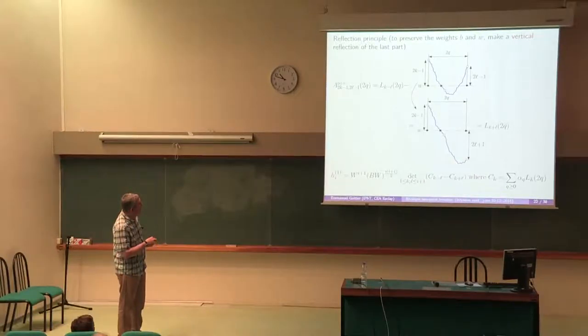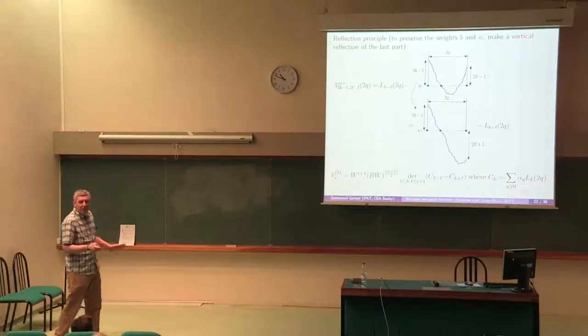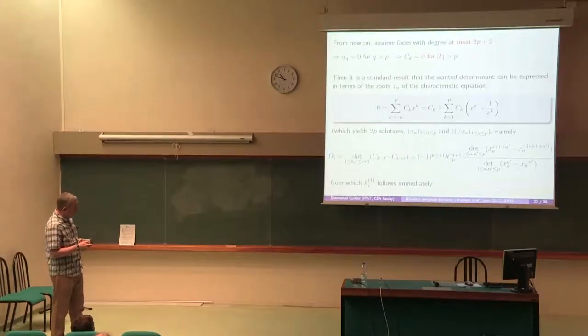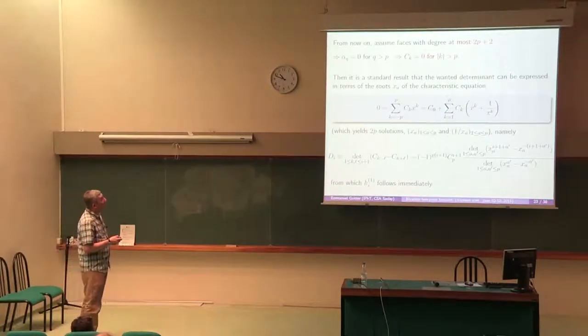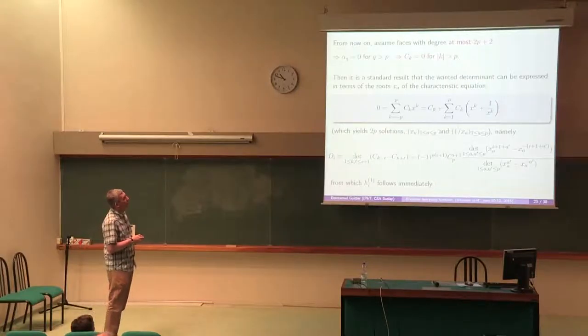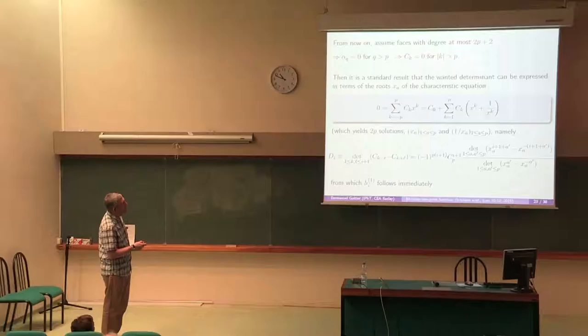So in the end, you end up with this formula. It's going to be the determinant of ck minus L minus ck plus L, where ck is this expression. Okay? That's very standard. And from now on, I will assume that faces have a degree of at most 2p plus 2. Okay, and in this case, you can easily see from the formula that alpha q is 0 for q larger than p, which means that ck equals 0 for absolute value of k larger than p.